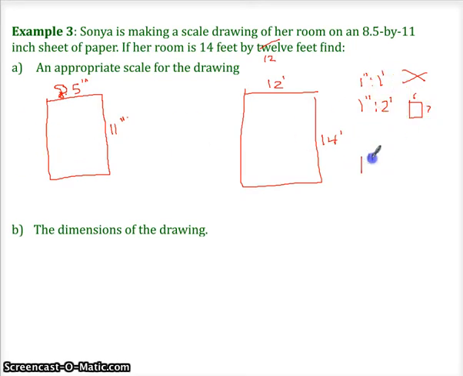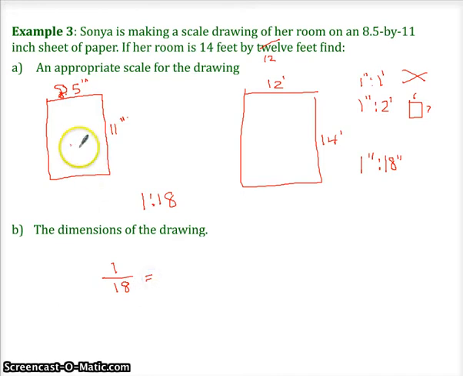I think a lot of this is just estimation. Let's go 1 to 1.5 feet. So that would be 18 inches. Yeah, so I think that would be pretty good. 1 inch to 18 inches. So let's use a 1 to 18 scale model, and then find the dimensions of the drawing. So if it's 12 feet, our scale is 1 to 18.